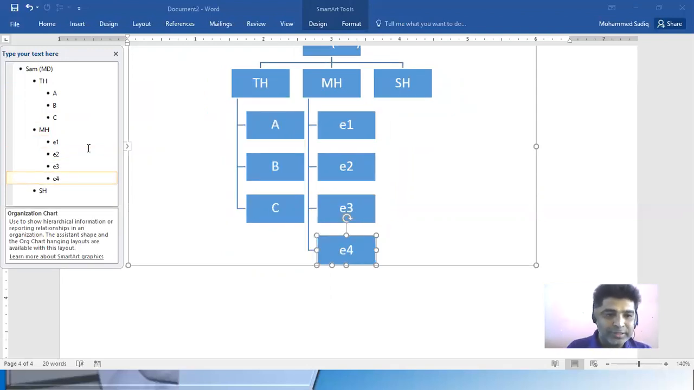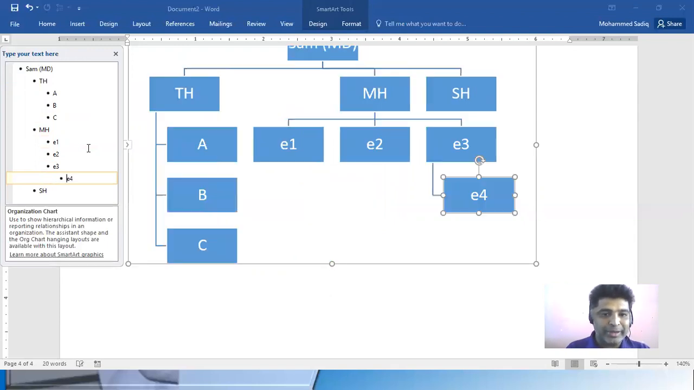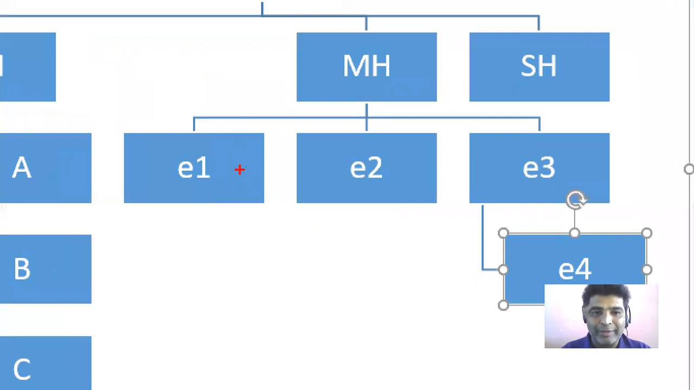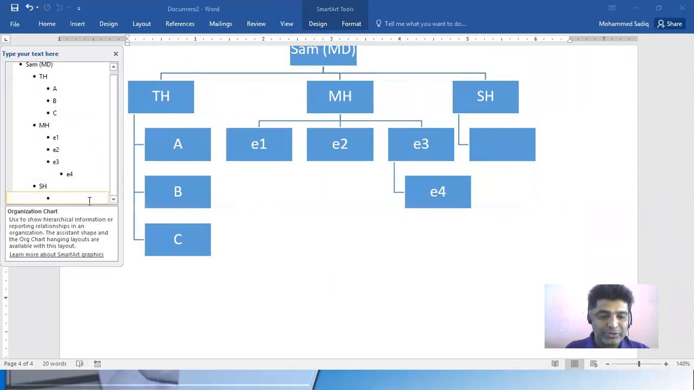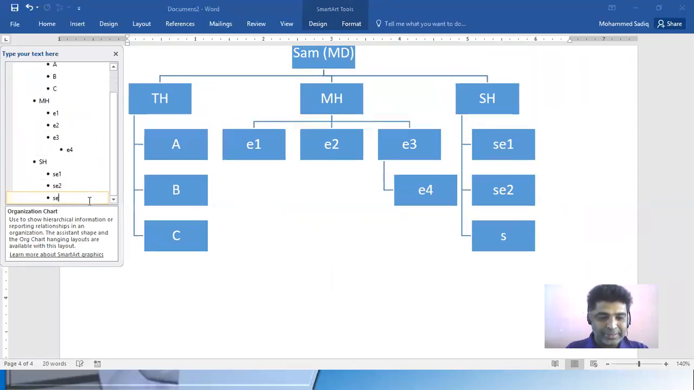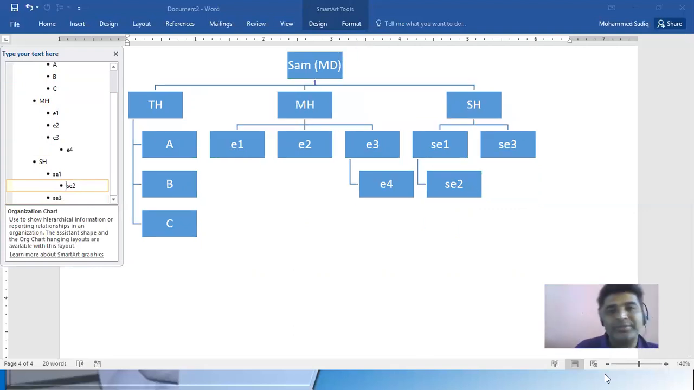If executive 4 is reporting under executive 3, I just give another Tab there. You can see under the marketing head, these three people report directly to him, but this one reports to him through another person. Under the sales head, we have sales executives SE1, SE2, SE3. If SE2 is reporting to SE1, you can subdivide it. So you can have hierarchies like this.